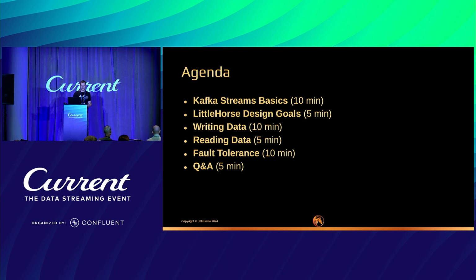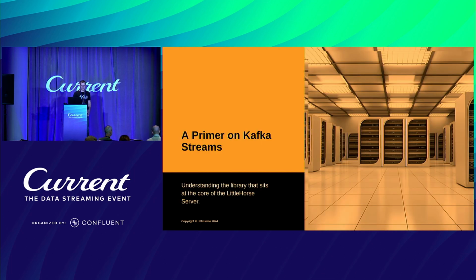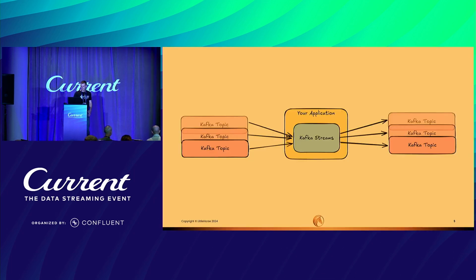Then we're going to go over the design goals. What is a workflow engine? How do our customers want to use it? And what does our system need to be capable of doing? That will inform why we use Kafka Streams and how we can accept writes in LittleHorse, how we store that data, how we read that data, and how Kafka Streams provides fault tolerance and high availability. So without further ado, let's get going on Kafka Streams.